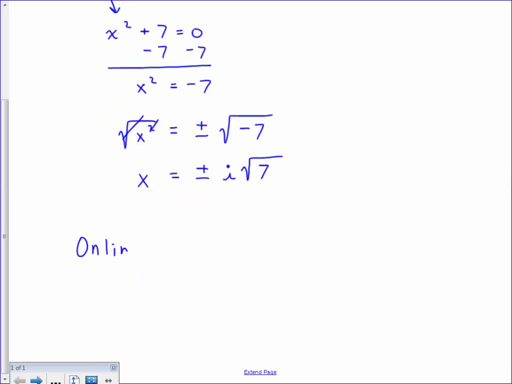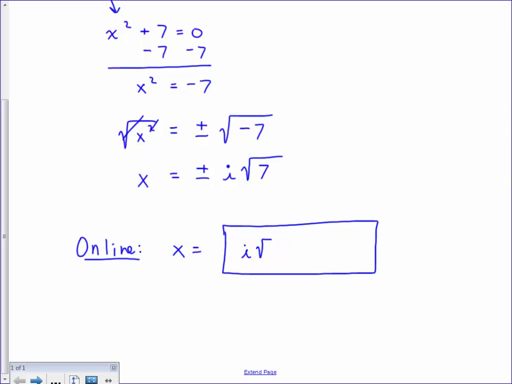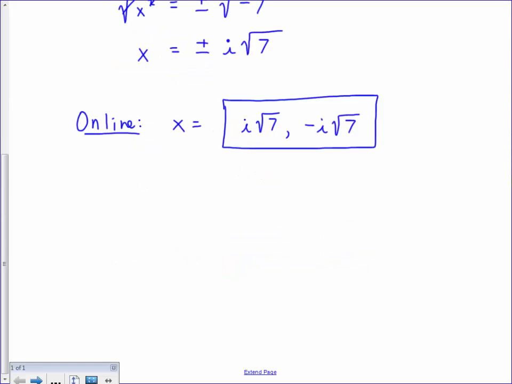Online, the way it's written, you'd have the x equals, and then in your answer box you would want to type i square root 7, comma, negative i square root 7. It doesn't matter online if you write square root of 7i versus i square root 7, but do you see if you write it i square root 7, there is no question but what the i is on the outside of the root.